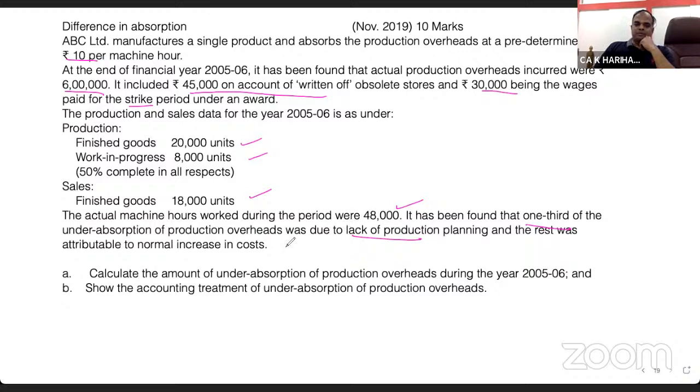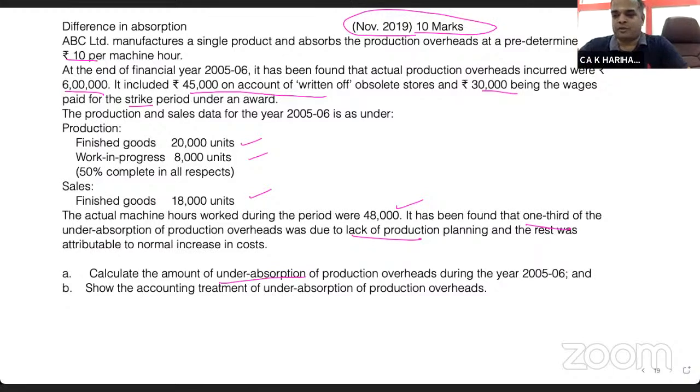We have to compute the under absorption of production overhead and the treatment for under absorption. This type of question is frequently asked as a 7 mark question. Once they asked a 10 mark question also, in November 2019. Understood what the question is?